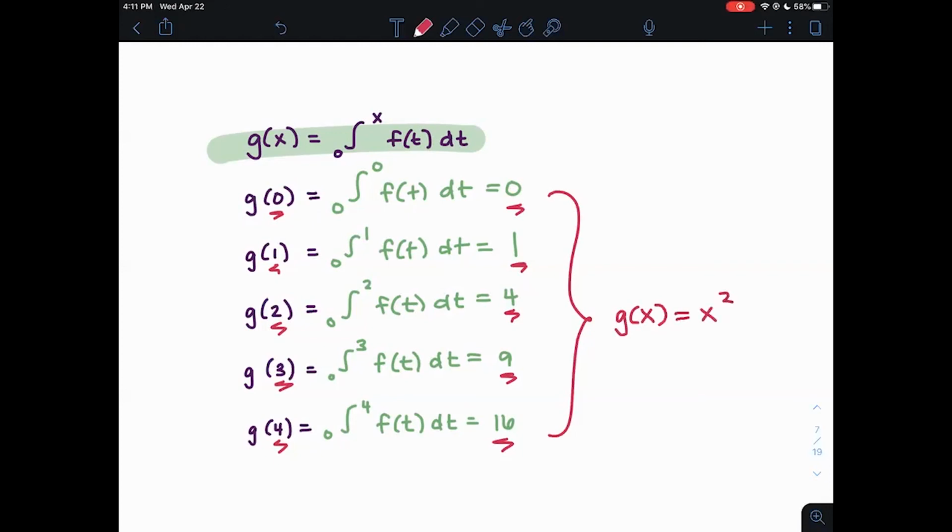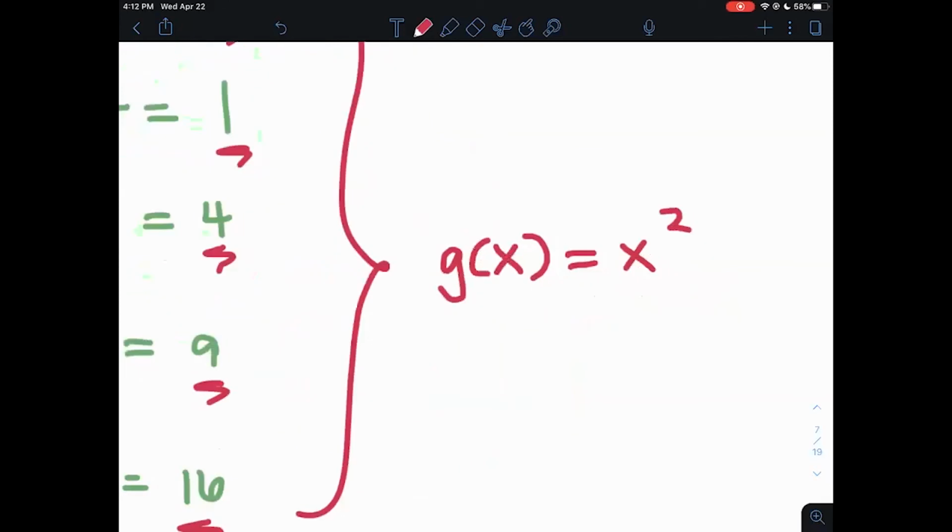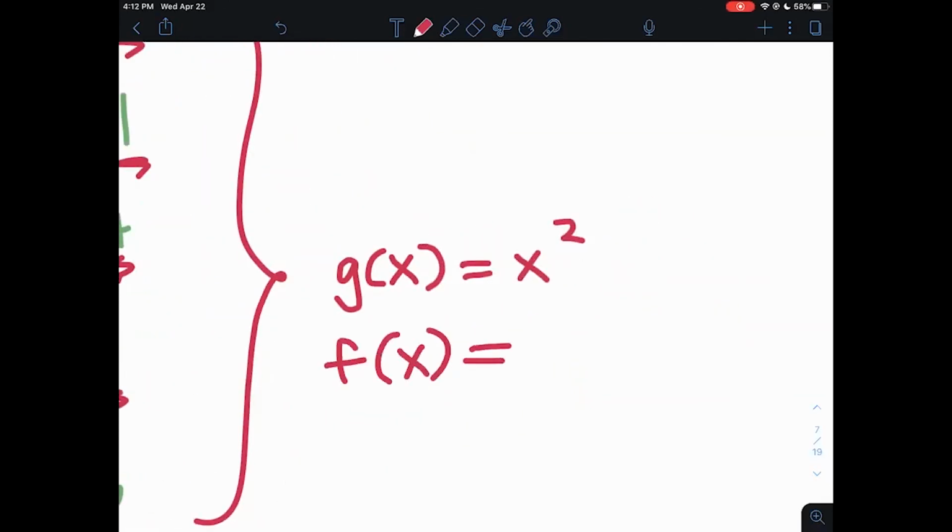I could just keep going, totally ignoring my diagram over to the left, and just keep going with this knowledge. Well, g of 5 is 25, g of 6 is 36. Great, this pattern is going to hold. But now here's the good part. Look at this. G of x is x squared. F of x, where we started, is 2x. And look at these together. Now it's really nice and easy to see that f of x is the derivative of g of x. So now we can start connecting differentiation and integration, or an integral and a derivative.